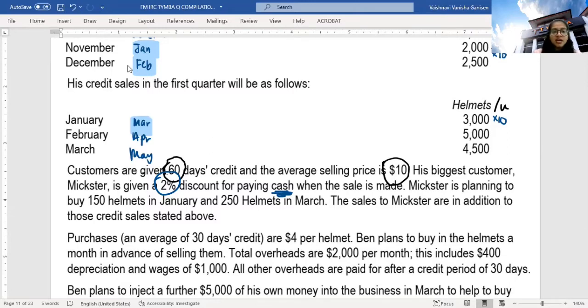Mixter is planning to buy 150 helmets in January, 250 helmets in March. That means he buys and he pays immediately. So for the months of January and March, you will have cash sales of 150 helmets and 250 helmets respectively. You have to multiply by the selling price of $10. The sales to Mixter are in addition to those credit sales above. That means these are extra or additional sales on top of the credit sales that you are already making.